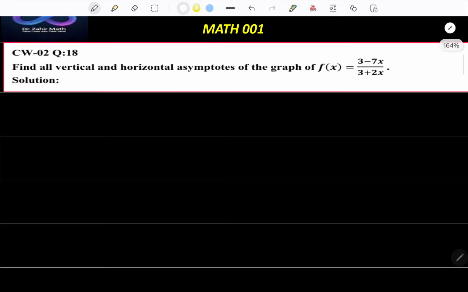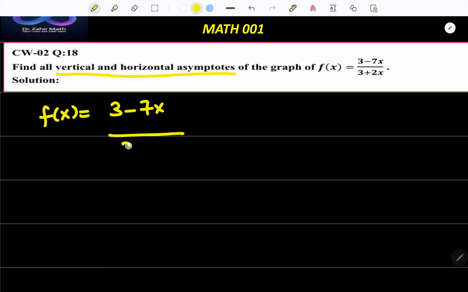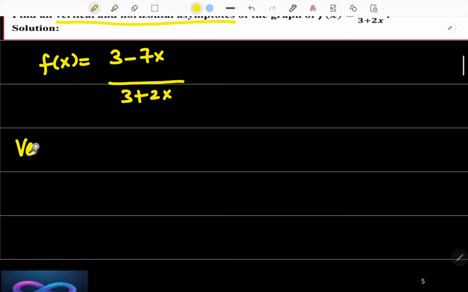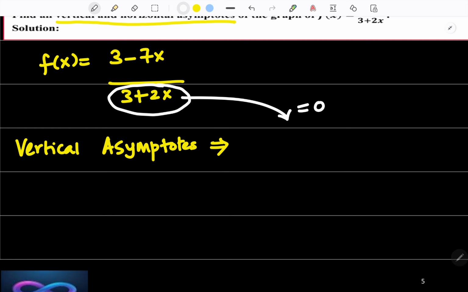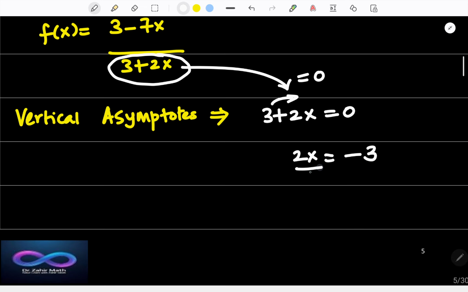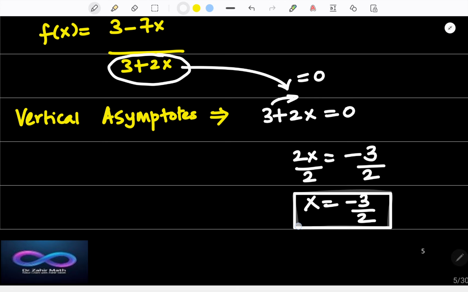The next question is to find the vertical and horizontal asymptotes of the graph. What is given? f of x equals 3 minus 7x divided by 3 plus 2x. First we are going to find the vertical asymptotes. What is the basic rule for vertical asymptotes? Make the denominator equal to 0. So 3 plus 2x is equal to 0. 2x is equal to minus 3. We want to find x, so x equals negative 3 over 2. Clear everybody? Right.